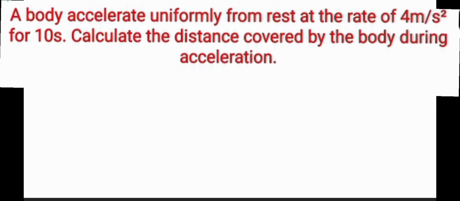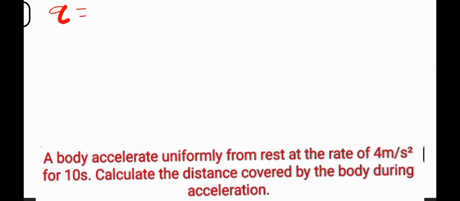Next question. A body accelerates uniformly from rest at the rate of 4 meters per second square for 10 seconds. Calculate the distance covered by the body during acceleration. And here, acceleration is given to us as 4 meters per second square.